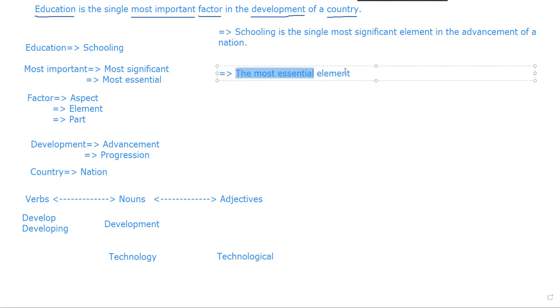But now we have changed the structure of the sentence because this part was in the middle, right? Exactly, we have changed the position of the words. Okay, the most essential element of maybe of nation's development, okay, is education. Now take a look. Isn't this sentence a bit more sophisticated than the first one we wrote?